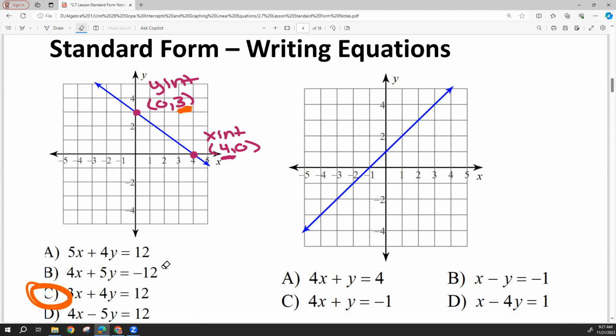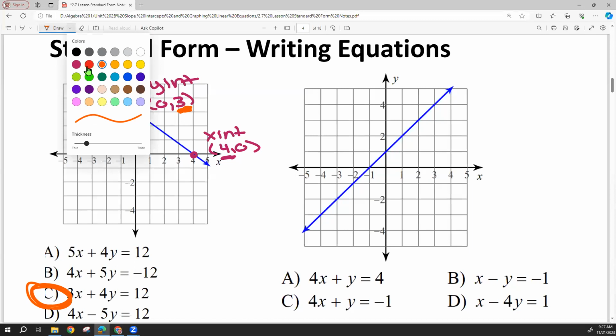The other way you could do it, of course, would be to graph all 4 of these and match it up with this line. But it's good to have multiple methods.